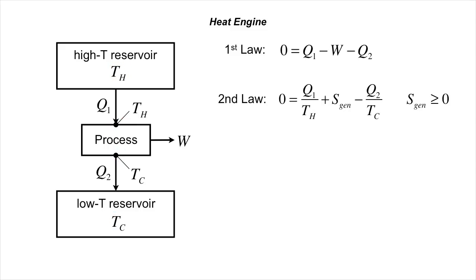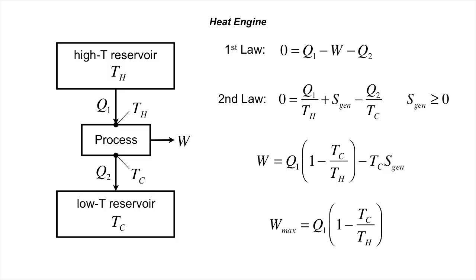With that general assumption, the second law states that 0 must equal Q1 over TH plus Sgen minus Q2 over TC, where Sgen is greater than or equal to 0. Rearranging and solving for W, we find that work output is maximized when Sgen is 0, in which case W equals Q1 times 1 minus TC over TH. This implies that as TC approaches TH in absolute temperature, the fraction of work we can recover from the heat source gets less and less.